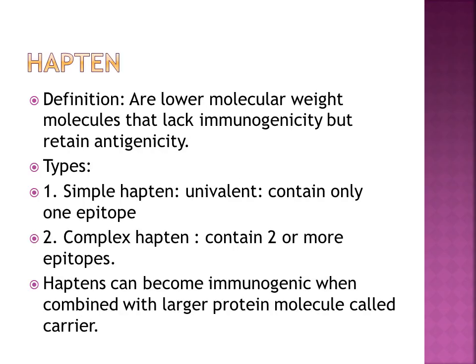Now we will see incomplete antigen, that is hapten. So the definition is they are low molecular weight molecules that lack immunogenicity but retain antigenicity. So there are two types again. One is simple hapten and second is complex hapten. Simple hapten is univalent, containing only one epitope, that is antigenic determinant, and complex hapten contains two or more epitopes. Haptens can become immunogenic when combined with a larger protein molecule called carrier. Means they can produce antibody when they combine with other protein molecules.